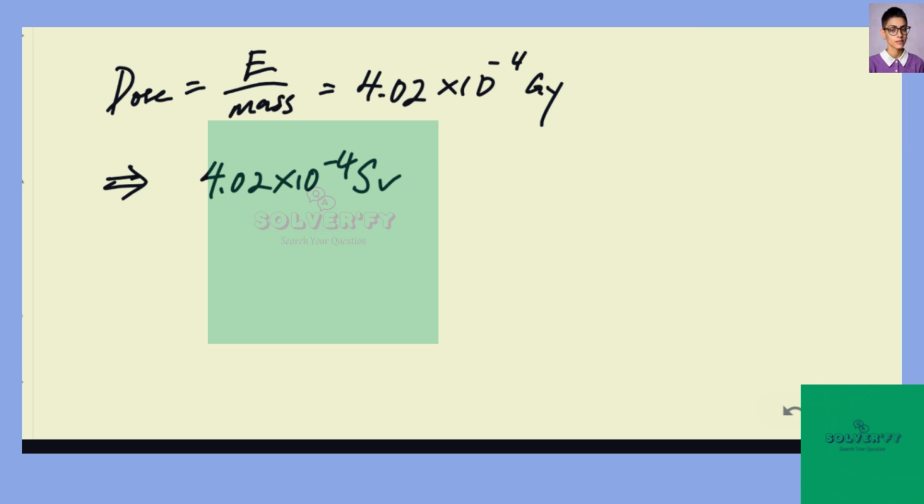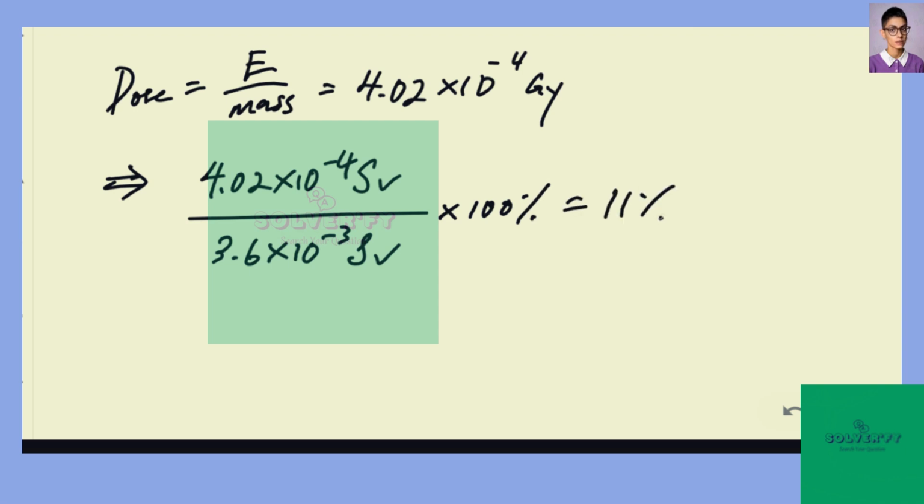Now comparing it with the background rate, the background rate we are given is 3.6 millisieverts. So we divide this by 3.6 millisieverts, so there's 10 to the power minus 3 sieverts in a year. Multiply that by 100%, and we see that it actually takes up about 11% of our background rate, which is not the most significant portion, but it is kind of a significant amount compared to the background.